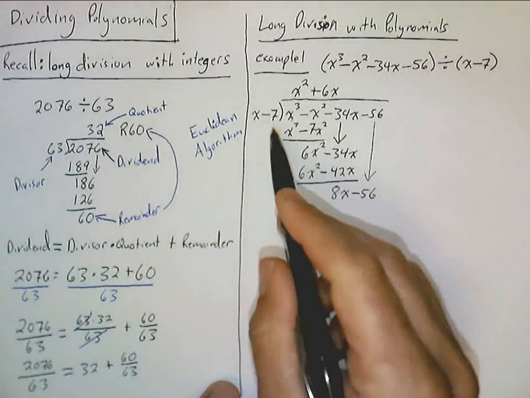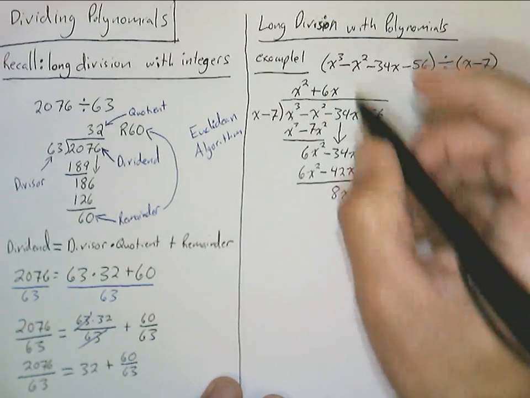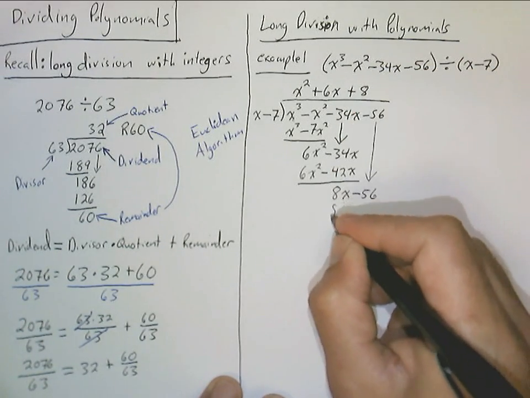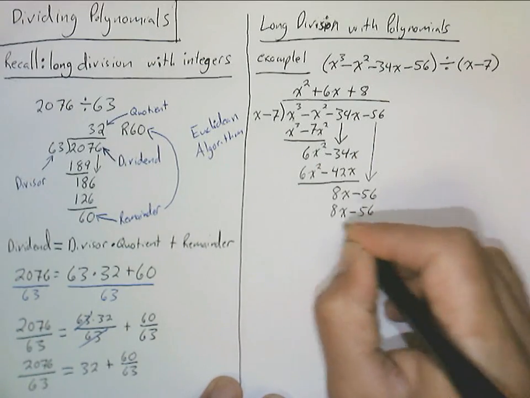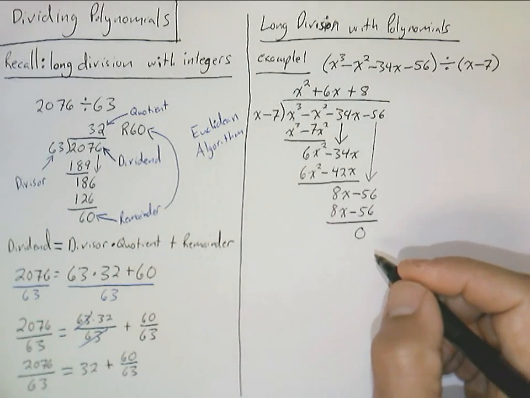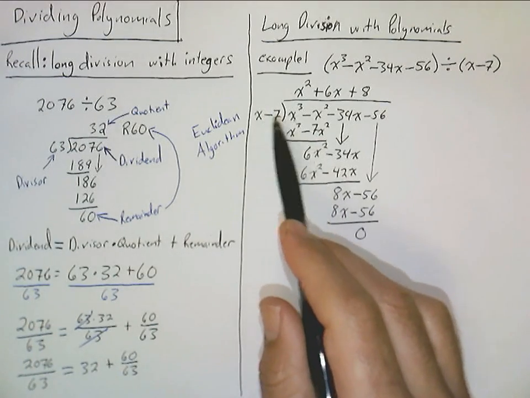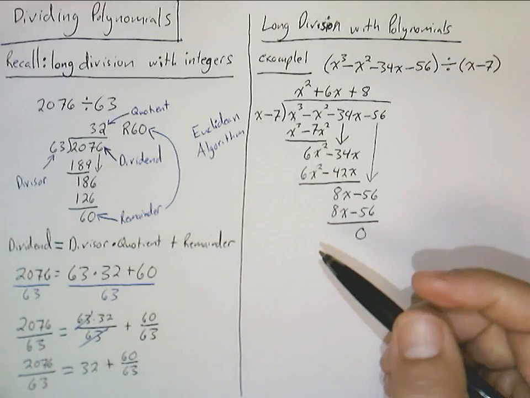And then we see, well, what do we multiply x minus 7 by so that we end up with something about 8x here? That's, of course, 8. So 8 times x minus 7 is 8x minus 8 times 7, which is 56. And when we subtract, of course, this leaves 0. So that's our remainder of 0. Great. So actually x minus 7 divided evenly into this big cubic polynomial.